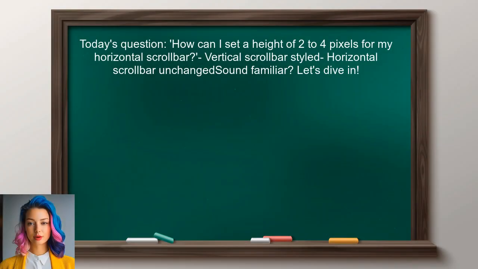Here's the specific question we're addressing today. One user asked, how can I set a height of 2 to 4 pixels for my horizontal scroll bar? They've already styled their vertical scroll bar, but the horizontal one remains unchanged. Sound familiar? Let's dive into this.